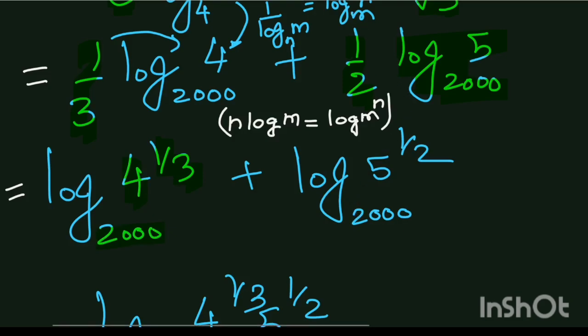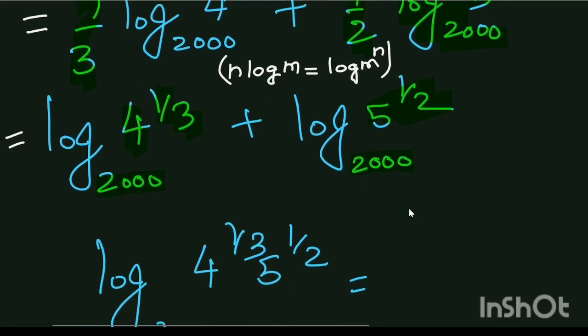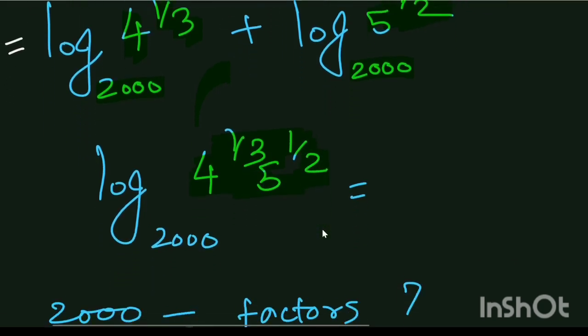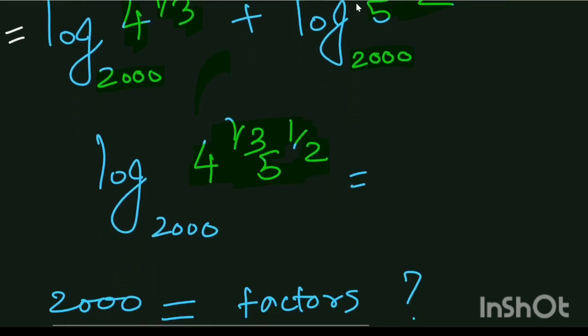Similarly here also, 1 by 2 will go in the power of 5, so it will become 5 to the power half, base is as it is, 2 by 3. Now in the next step, using log m plus log n is equal to log mn. So log 4 to the power 1 by 3, 5 to the power 1 by 2 is equal to... now we need to find the value of this. Now 2000, what are the factors of 2000, guys?